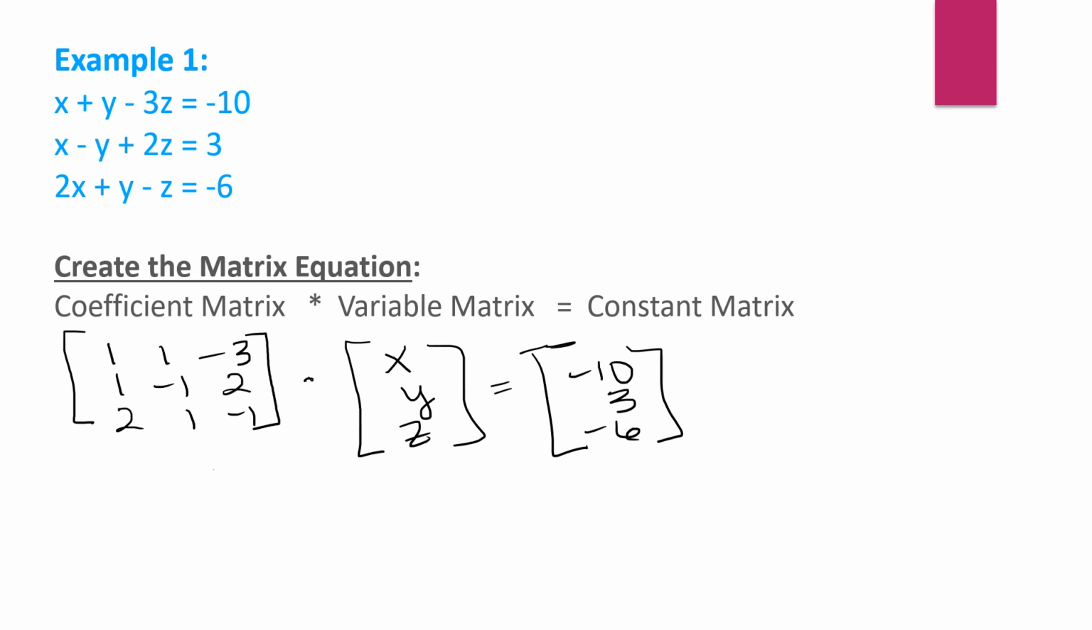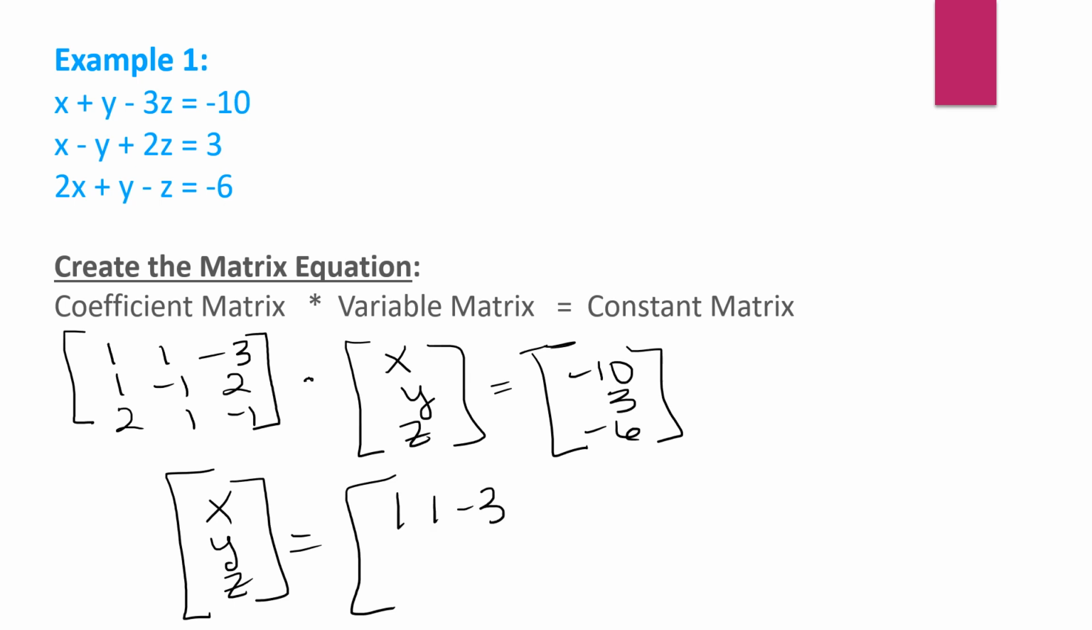Okay, and remember our setup is going to be the variable matrix equals the inverse of the coefficient matrix, so that should be 1, 1, -3, and 1, -1, 2, and 2, 1, -1 raised to the power of -1, that's the inverse of the coefficient, multiplied by the constants, -10, 3, and -6.